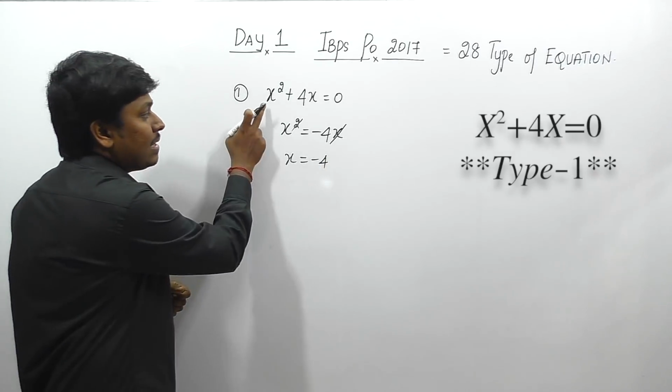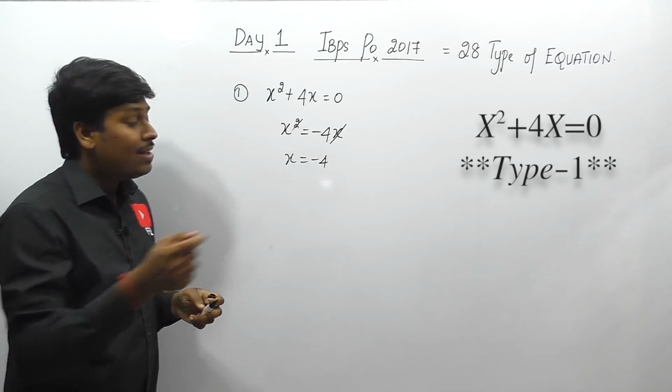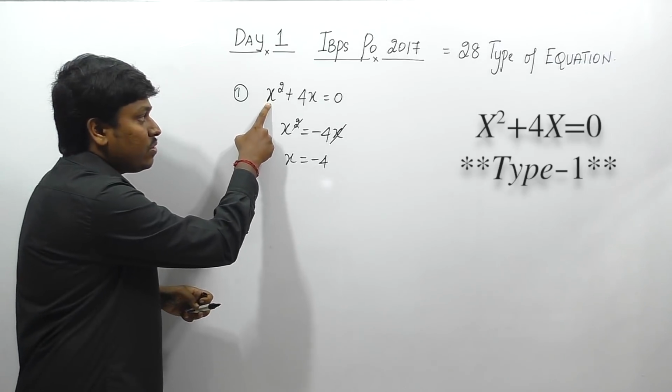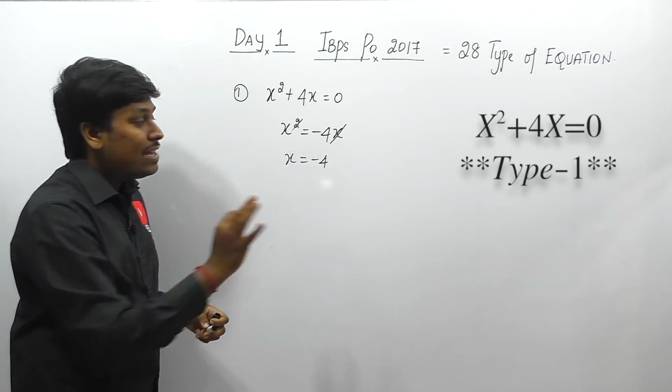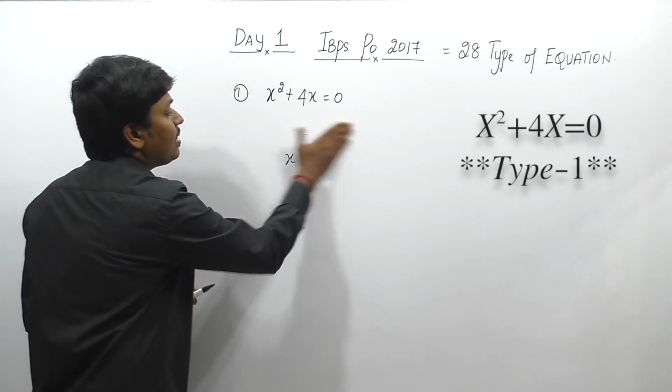Friends, listen here. The highest power is x square. If the highest power is x square, then definitely you should have 2 x values, right? If it is x cube, then you should have 3 x values. If it is only x, then you should have only 1 x value. Got it? So here, listen here friends.